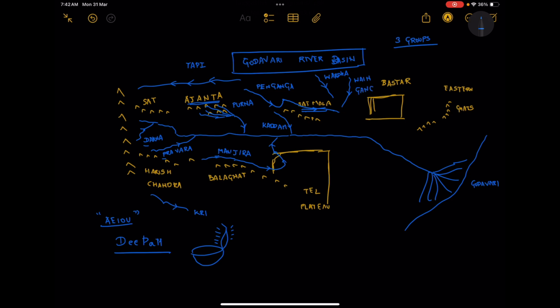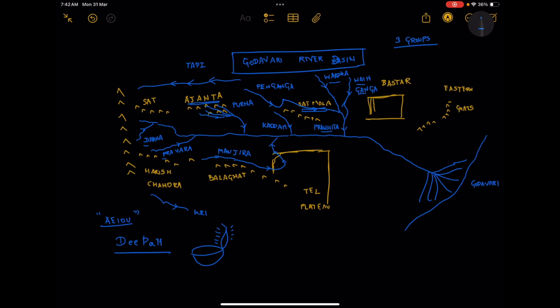And when Varda and Vainganga merge together, we call it Pranita. And Pranita is a very important tributary of river Godavari. So you can clearly see how big this particular system is. It has two major rivers joining to form a very important tributary of Godavari.